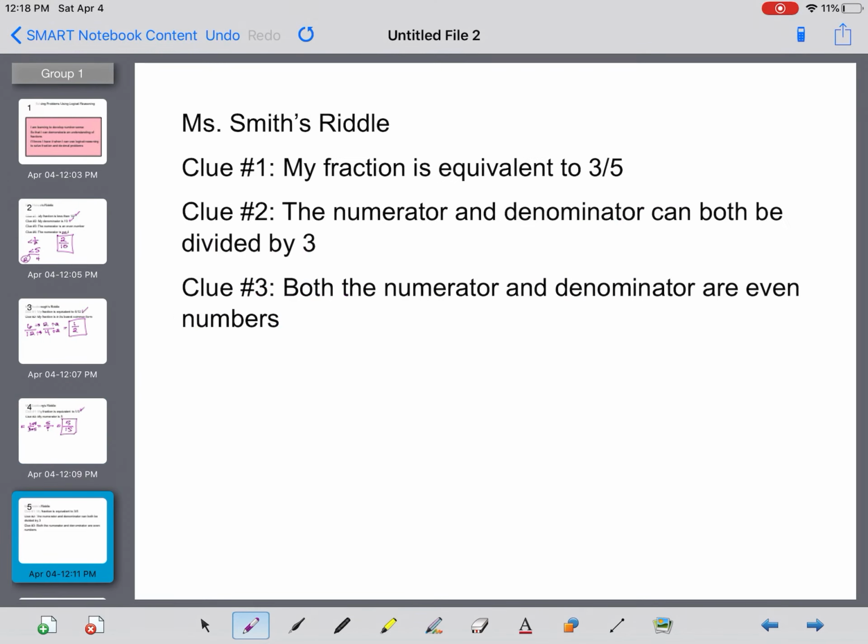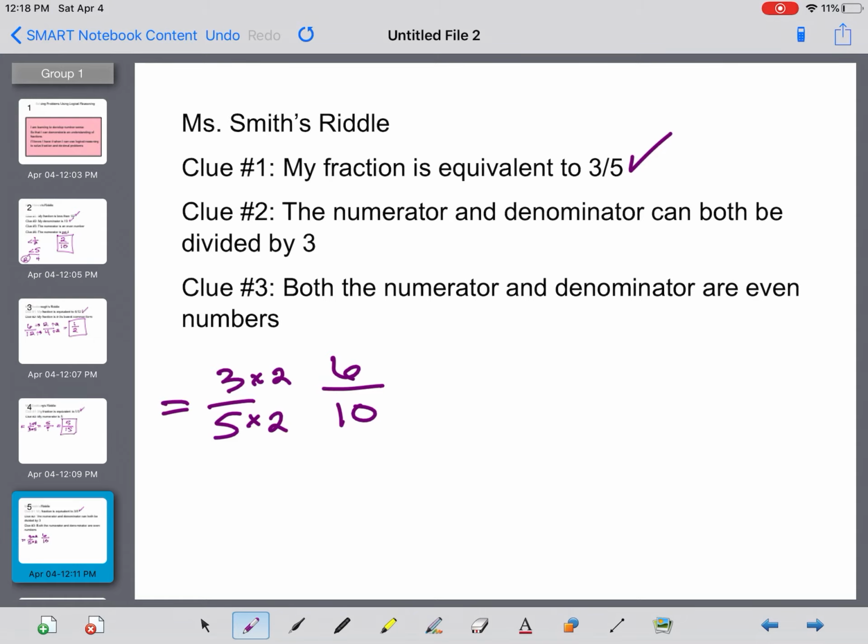All right, last one that we're going to do together. Miss Smith's riddle. Her first clue says my fraction is equivalent to 3 over 5. Clue number 2, the numerator and the denominator can both be divided by 3. So we're going to have to go through some options here. With 3 over 5, we can divide the numerator by 3, but 5 doesn't divide by 3. Let's try multiplying them by 2. So I now have 6 over 10.